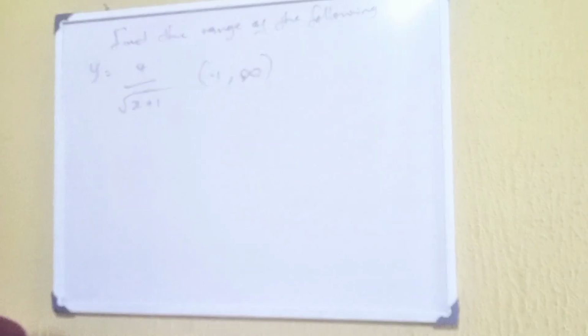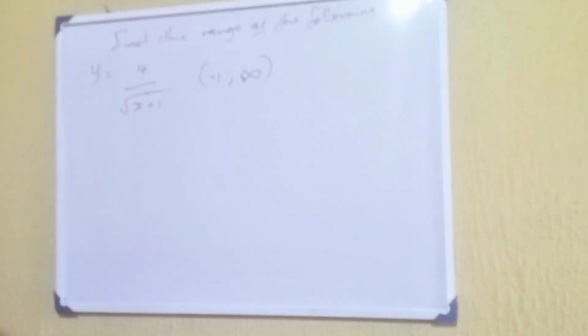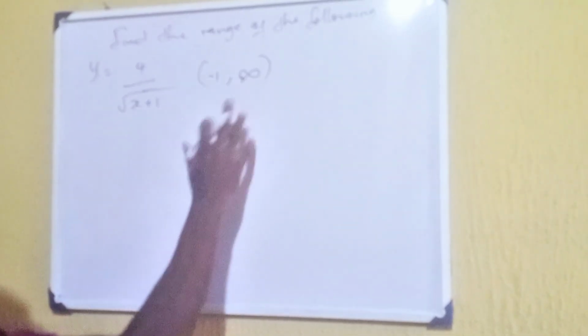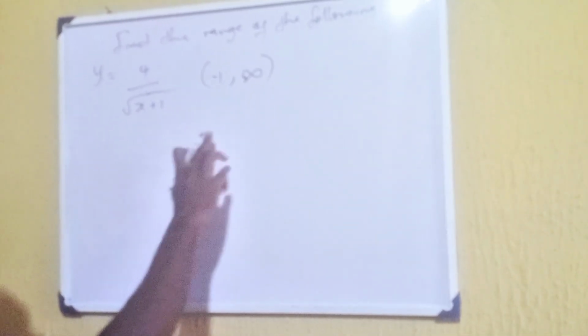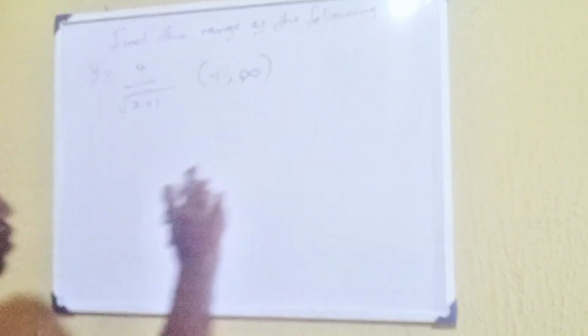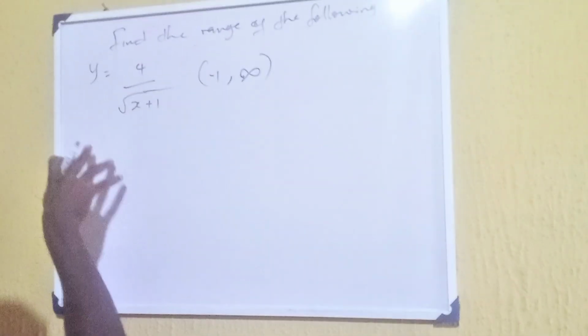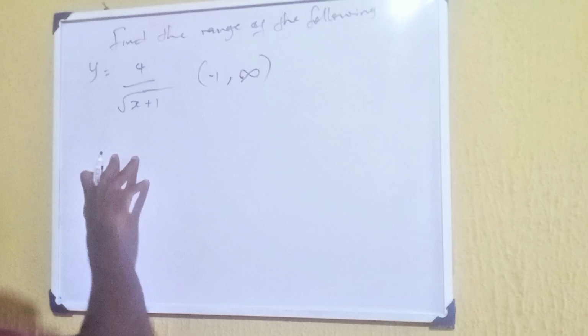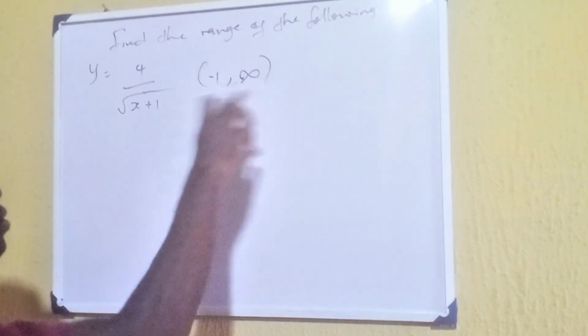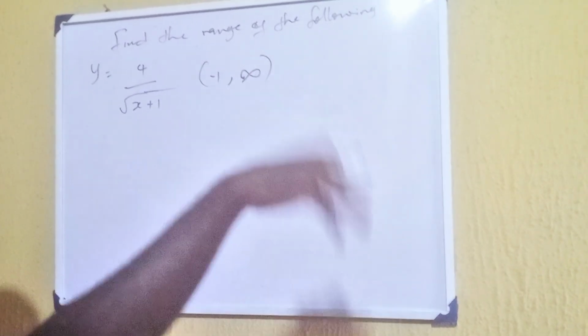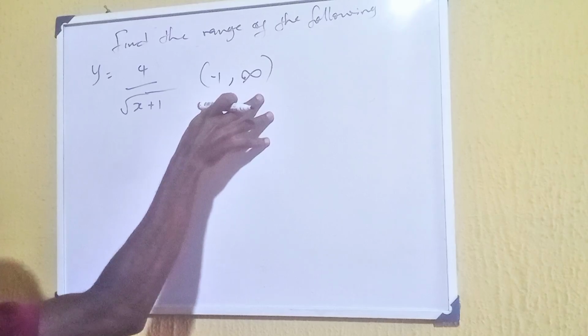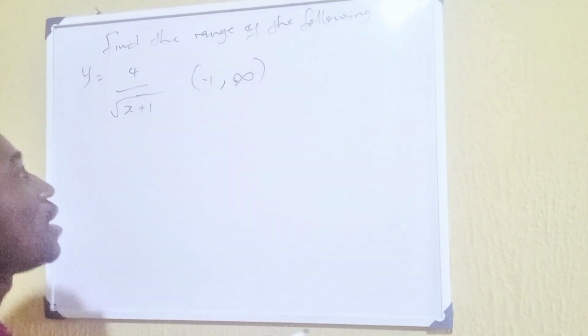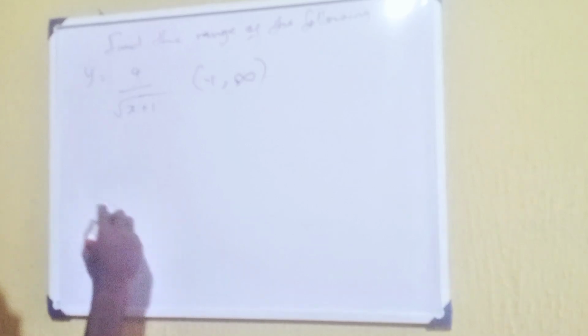I want us to verify the same answer using the method of limits. Now, we have 4 over root x plus 1. Then we have the domain to be minus 1 comma infinity. So we'll be checking what the limit will be as x tends to minus 1 and as x tends to infinity, because these are our boundary values. So as x tends to the boundary values, we want to know what y will be.